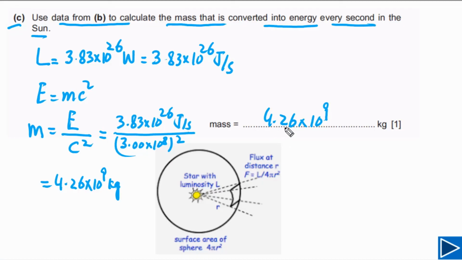Our final answer has 3 SF because this quantity has 3 SF. That's the reason our final answer is up to 3 SF. So you have to use 3 SF in this case. And this question has only 1 mark. If you got the right answer, you will get this mark.